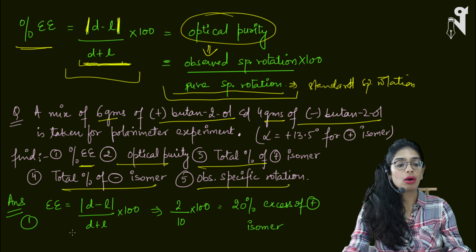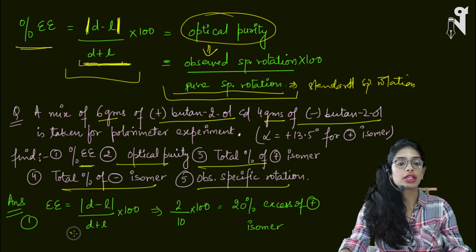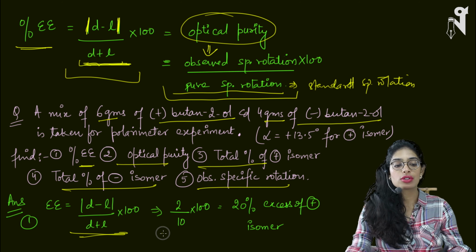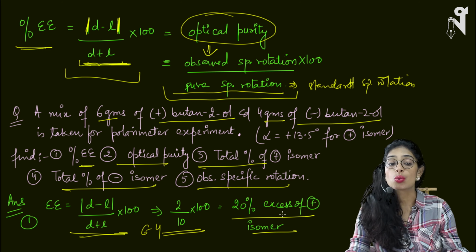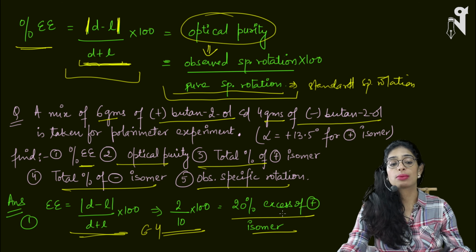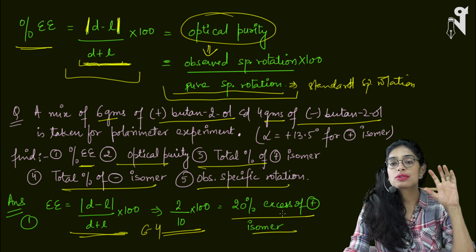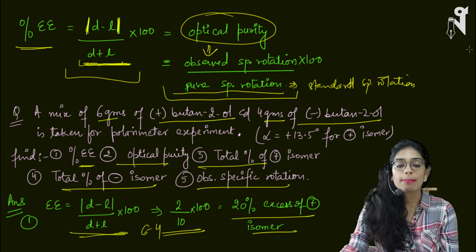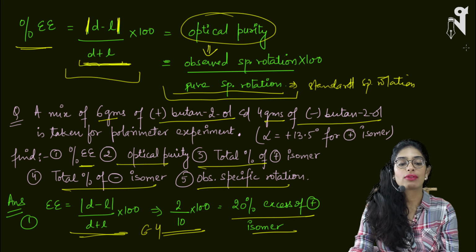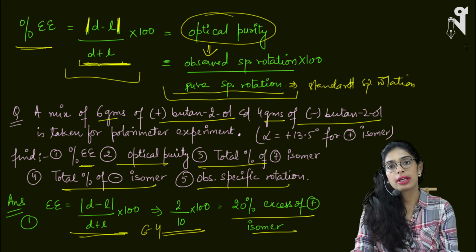So first of all, let's find out the enantiomeric excess percentage. We can directly use this formula and solve it. So we are using D minus L, divided by D plus L, into 100. Now D minus L, that means 6 minus 4, will give you 2 divided by 10. So basically 20% of a particular isomer is in excess. Which isomer? Plus isomer. It is clearly visible that 6 grams is for plus and 4 grams is for minus. So 20% of plus isomer is in excess. That is what we have got for percentage enantiomeric excess.